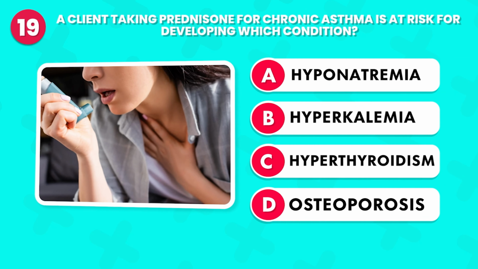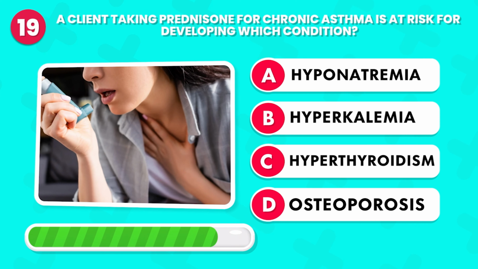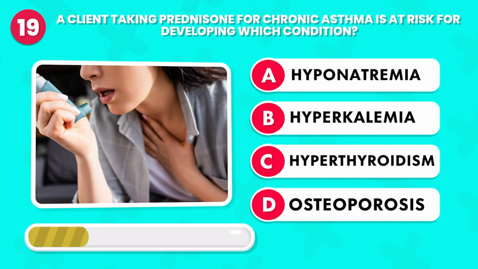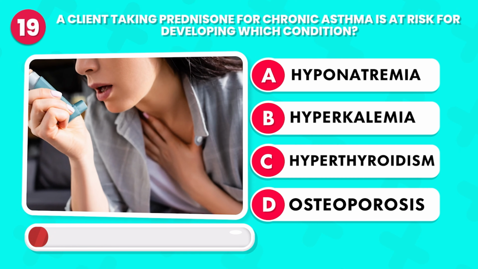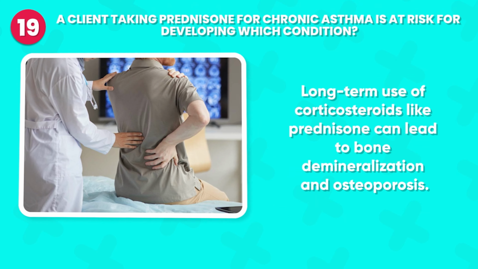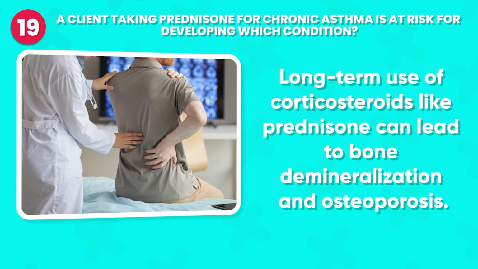A client taking prednisone for chronic asthma is at risk for developing which condition? A. Hyponatremia. B. Hyperkalemia. C. Hyperthyroidism. D. Osteoporosis. It's D. Osteoporosis. Long-term use of corticosteroids like prednisone can lead to bone demineralization and osteoporosis.